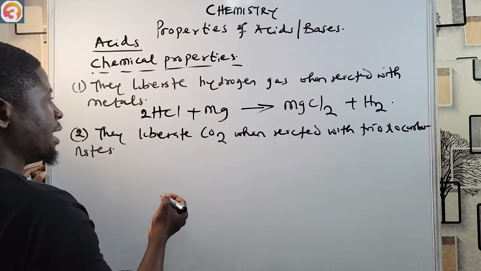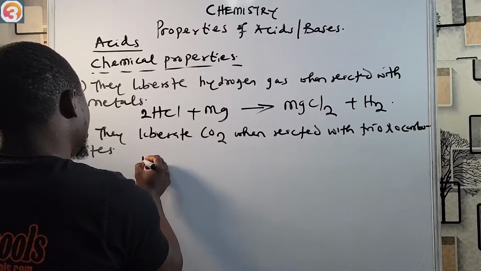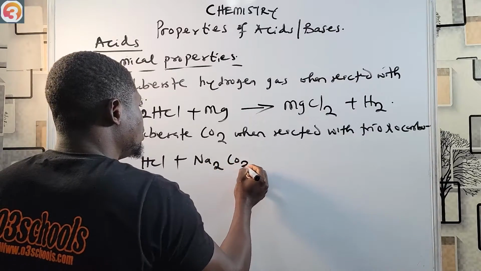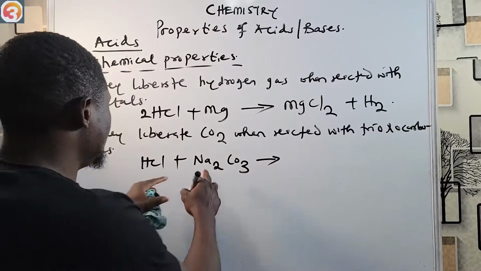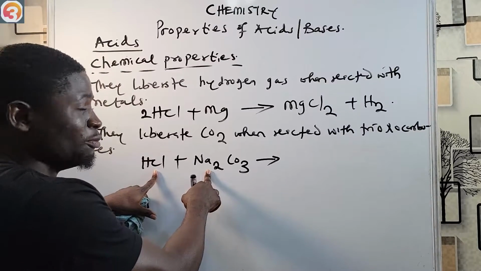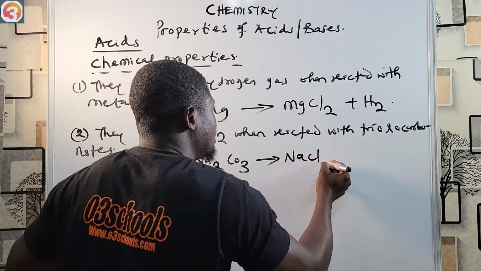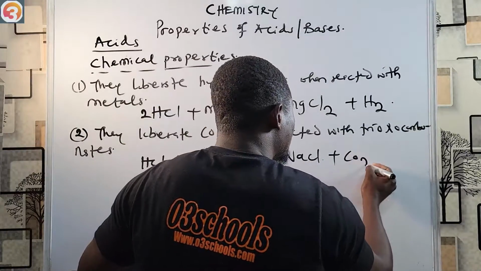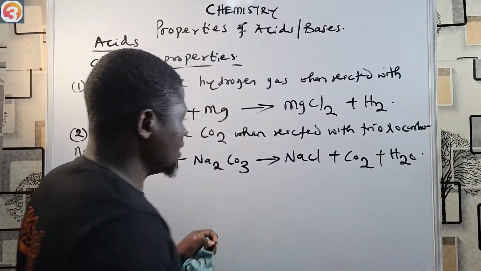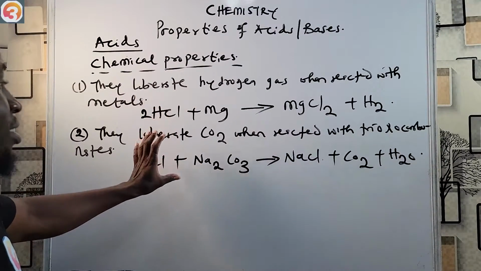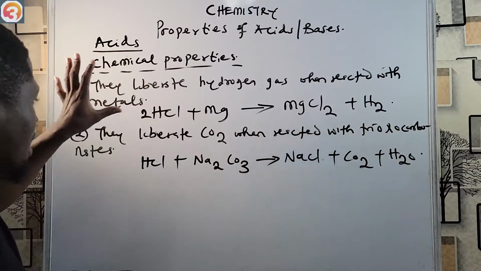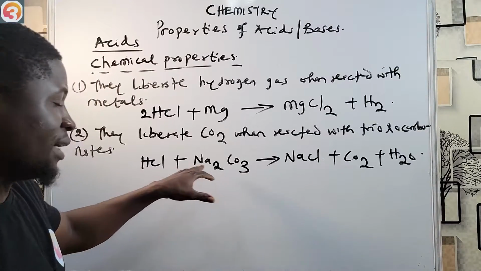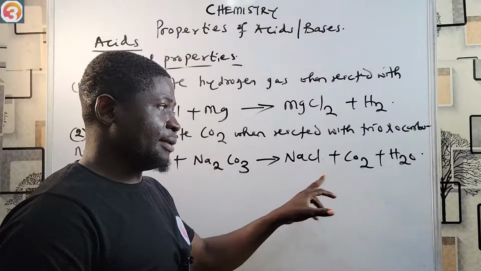Let's see an example now. All right, so if you see, for example, HCl reacting with a trioxocarbonate like Na2CO3, right? What you're going to have is this. NaCl will be formed, that is the salt. Then, of course, CO2 will be liberated, then plus water. All right. So this is the reaction. So when acid reacts with trioxocarbonate, they liberate CO2. Right, this is the reaction, like you see hydrochloric acid reacting with Na2CO3, getting NaCl plus CO2 plus H2O.